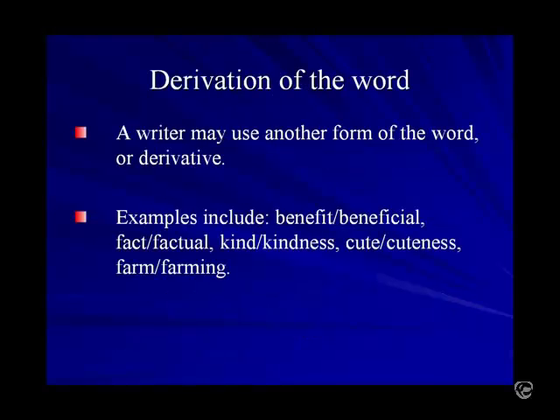A derivation of the word is another way to use transitions. That is, a writer may use another form of the word or a derivative. Examples include benefit, beneficial, fact, factual, kind, kindness, cute, cuteness, farm, farming. They can help especially keep the focus of the essay on the message. They create a sense of tightness for the reader to follow.